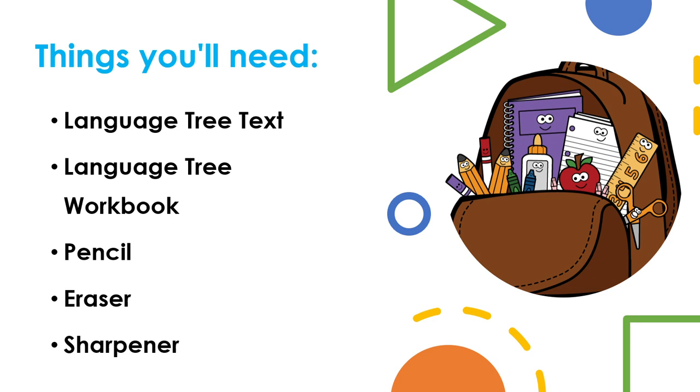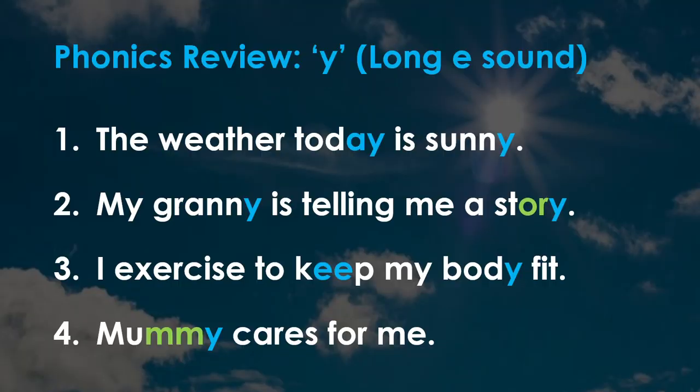The things you'll need for today's lesson are your language tree text, language tree workbook, pencil, eraser, and sharpener. Now let's get into our phonics review for the long E sound in the form of Y. Here I have for you 4 simple sentences to practice what you've learned. I also highlighted this one, AY says A, that we have covered before, just to remind you of that blend. So pause the video here and give these sentences a try.